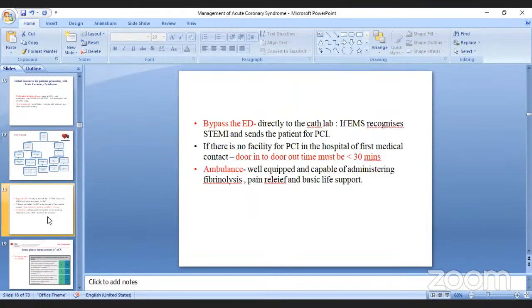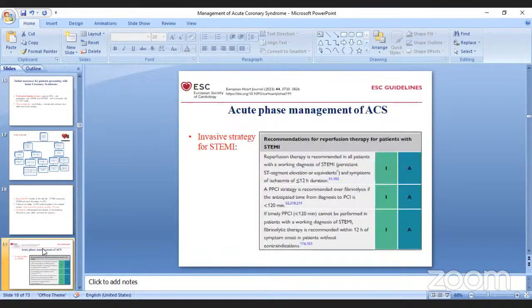So one can always bypass the emergency department of the PCI facility enabled hospital directly to the cath lab if the EMS recognizes STEMI and sends the patient for PCI. If there is no facility, as I said, door in and door out time must be less than 30 minutes, and the ambulance in which the patient is traveling must be well equipped and capable of administering fibrinolysis, pain relief, and basic life support.